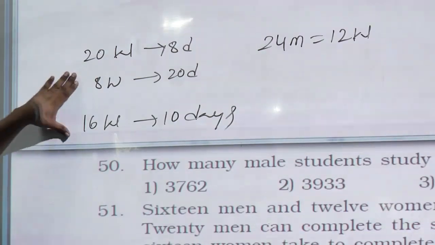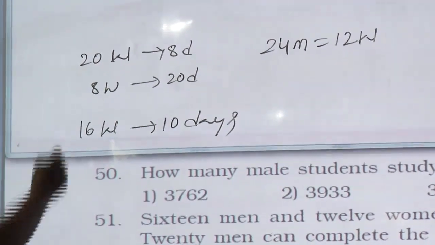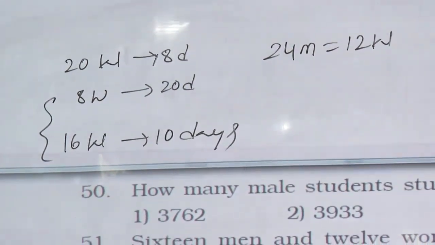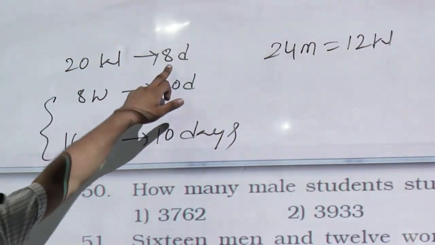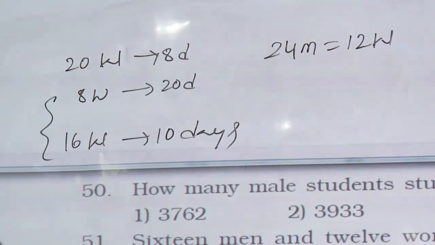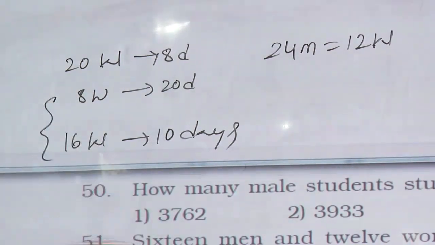But you are not supposed to write anything. Whatever is here, you are not supposed to write these 2 lines. You should do mind calculation. If 20 women can do it in 8 days, 8 women can do it in 20 days. But we have 16, so we have 2 times the efficiency. If we have double the efficiency, you can complete that in half the time. Half of 20 is 10. That's it. Next.